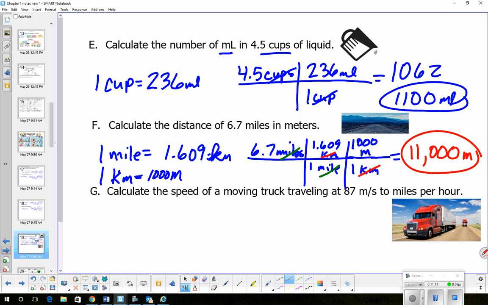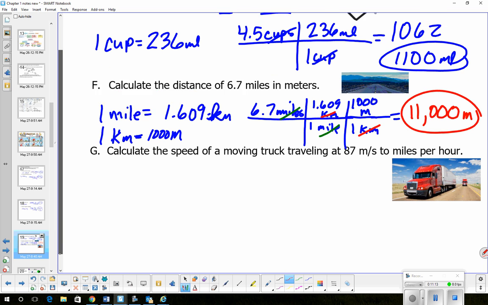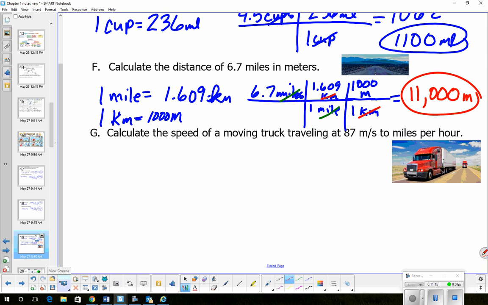Okay, we're going to go a little bit farther now. Calculate the speed of a moving truck. Get from 87 meters per second to miles per hour. See if he's speeding, if the speed limit is 65 miles per hour. Okay, so 87. So what conversions am I going to need? Meters to miles.